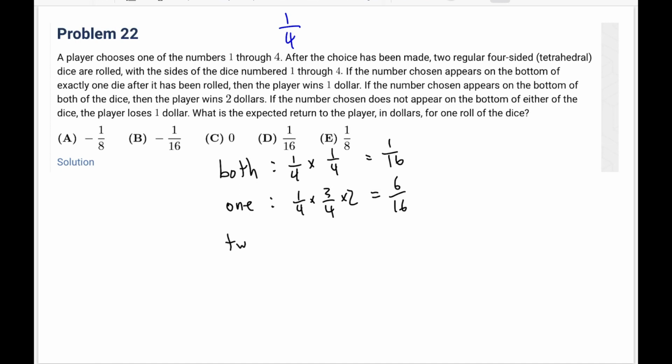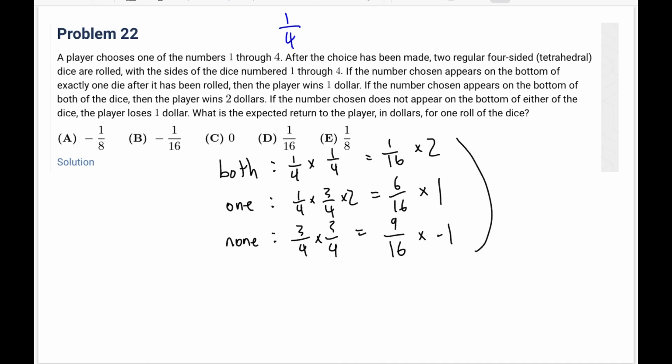And if both fail, none, then it's 3 over 4 times 3 over 4. This is 9 over 16. So 1 over 16 times 2 because you win $2. This times 1 because you win $1. This times minus 1 because you lose $1.